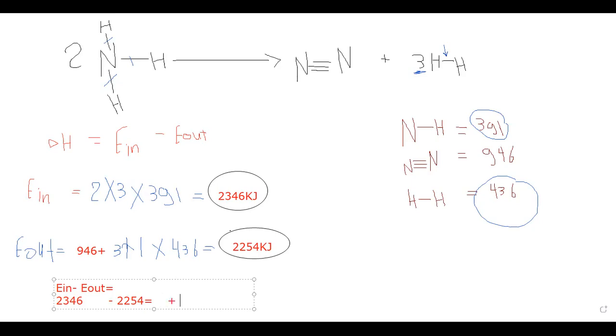So positive 92, so it is endothermic. So this is exo or endo? Endothermic. Endothermic reaction. Why endothermic? Because the final result is positive. Endothermic reaction. Got it? Okay.